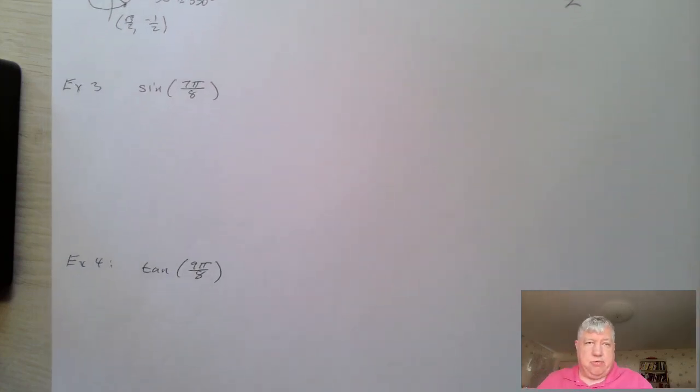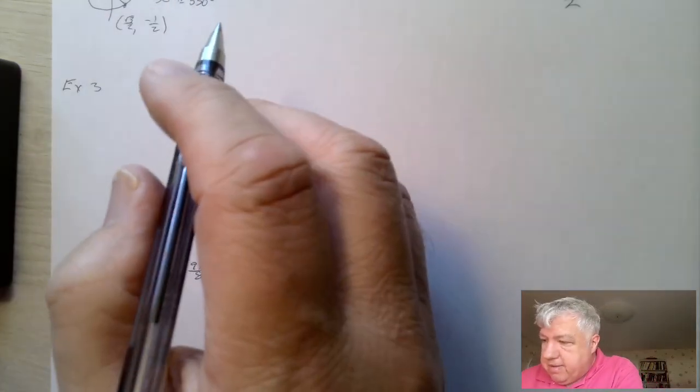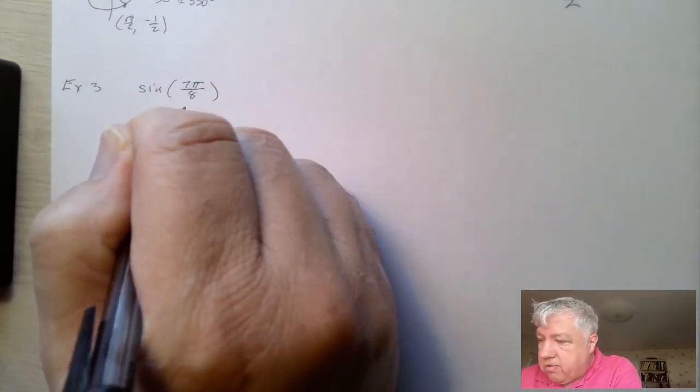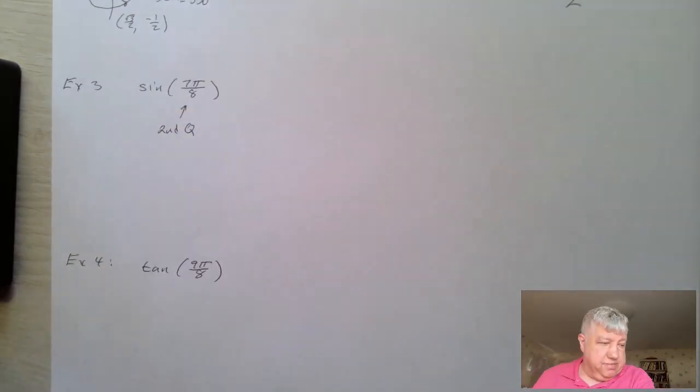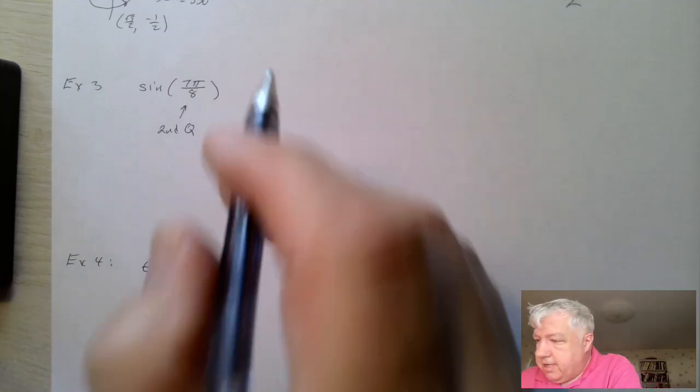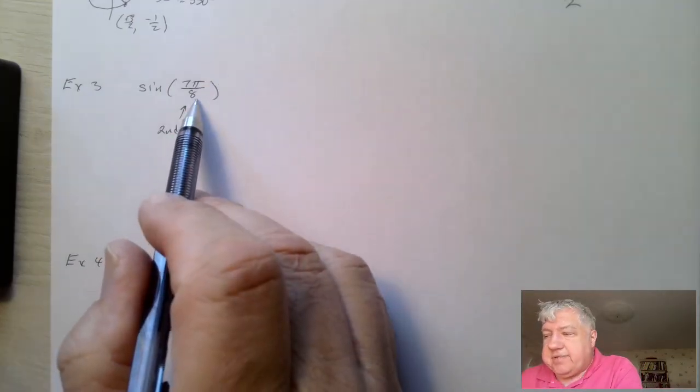Now we're going into radians now. Cosine of 7 pi over 8. Okay, keep this in mind. This is in the second quadrant. Okay, so the sine will be positive. The cosine will be negative. And this is half of 7 pi over 4.